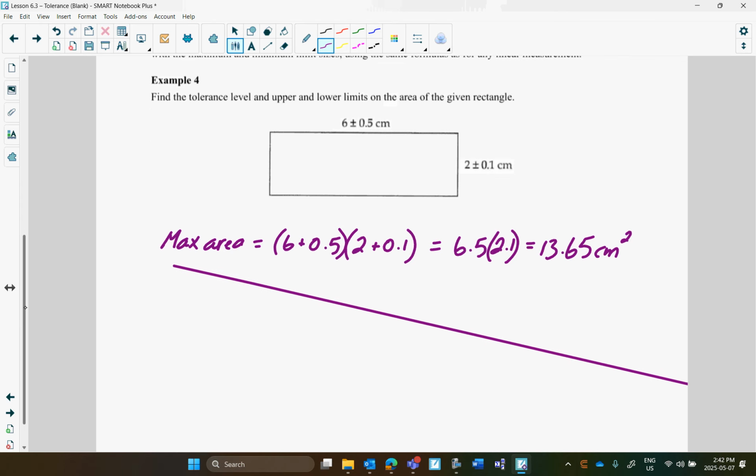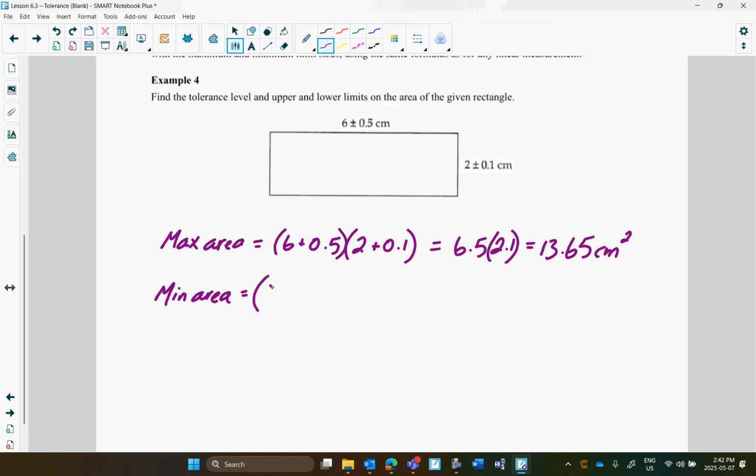Now I have to do the minimum here. To find the minimum area, I have to find the minimum the length could be, so 6 minus 0.5, times 2 minus 0.1. So that gives me 5.5 times 1.9, just wait, it gets there, which is 10.45 centimeters squared.